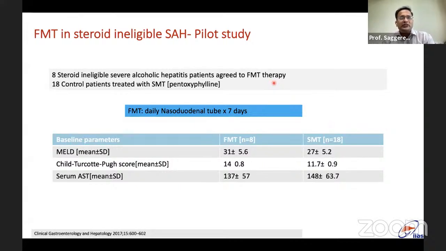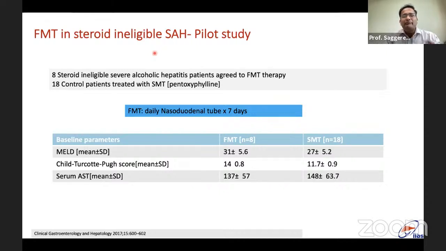And based on this, this is the only pilot study available, a human study on patients with severe alcoholic hepatitis. I'm happy to be part of this study. This group did FMT, fecal microbiome transplantation, in patients who were not eligible for steroids. That means they were really sick to begin with, with a very high MELD of 31. And FMT was given through a nasoduodenal tube on a daily basis for 7 days. The exact technique I'm not going into detail because of constraints of time.